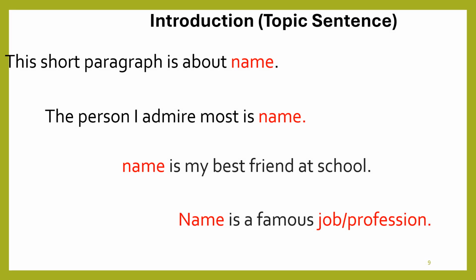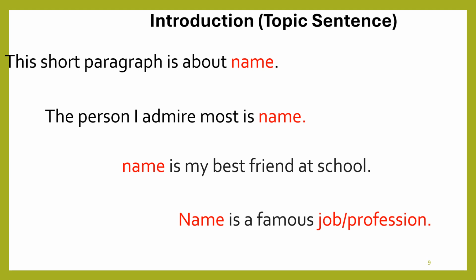I shared with you four topic sentences in the previous lesson. You can use any one of these when you are writing a paragraph describing a person. You can start with "This short paragraph is about" and write the name of the person. In our case, it is Sania Mirza. So you can say, this short paragraph is about Sania Mirza.